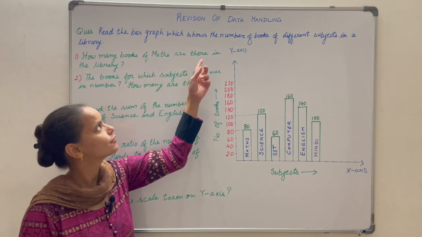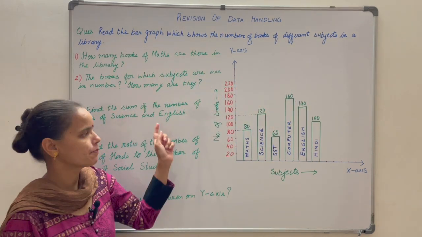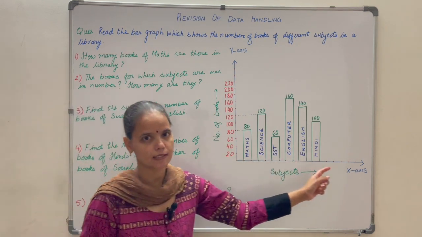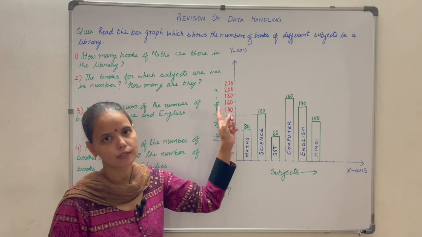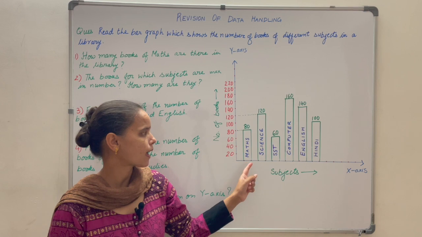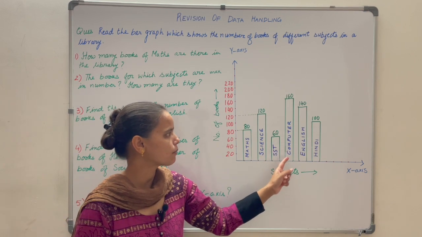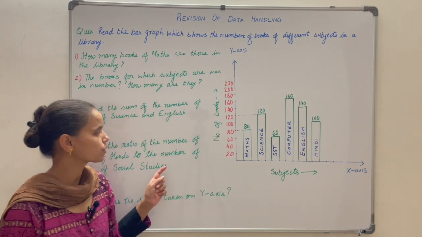Read the bar graph which shows the number of books of different subjects in a library. So here on x-axis subjects are plotted, on y-axis number of books are plotted. Which all subjects are plotted on x-axis? Maths, Science, SST, Computer, English and Hindi.